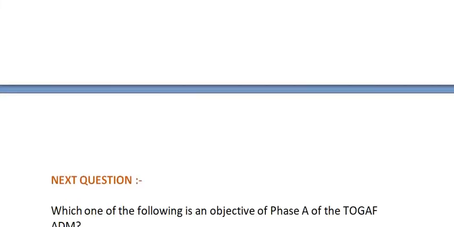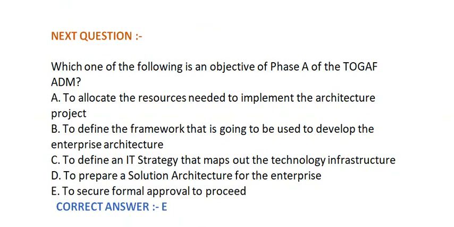Now moving to the next question. Which of the following is an objective of phase A of the TOGAF ADM? Option A, to allocate the resources needed to implement the architecture project. Option B, to define the framework that is going to be used to develop the enterprise architecture. Option C, to define an IT strategy that maps out the technology infrastructure. Option D, to prepare a solution architecture for the enterprise. And option E, to secure formal approval to proceed. And the correct answer is option E.